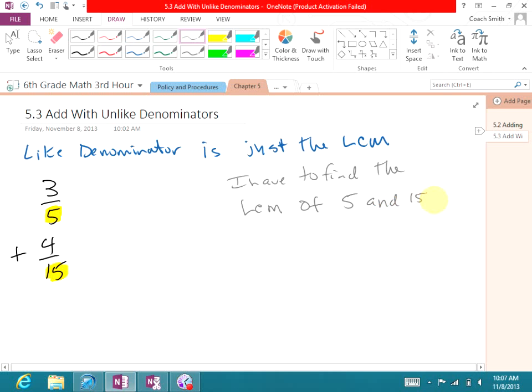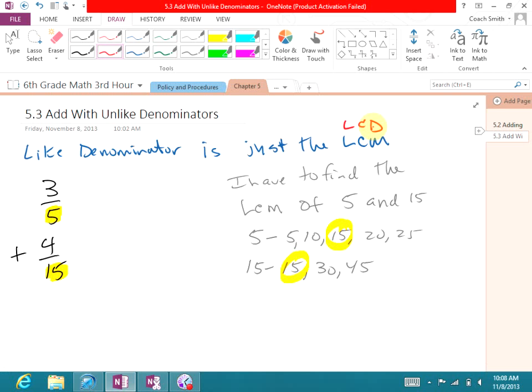So in other words, if I was to count by fives, 5, 10, 15, 20, 25, and I was to count by 15, 15, 30, 45. What is the first number that we ran into? 15. So, the least common multiple then, or the LCD is another way that they will say it. Okay, they will say LCD as well as LCM, and those mean the same thing. So the LCM, or the LCD, is 15.